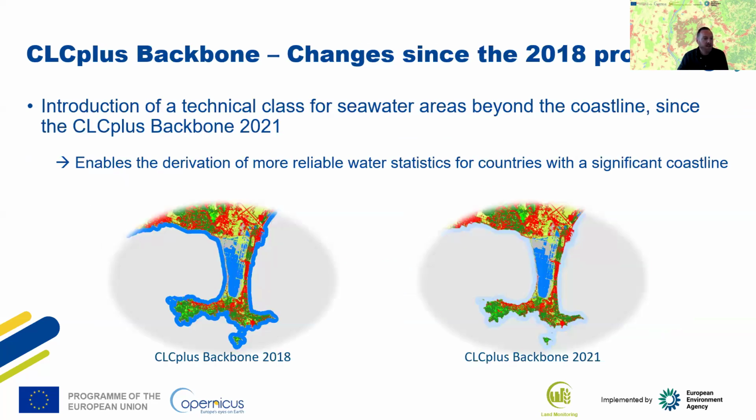Then on the next slide, there are some changes shown since the first available product for 2018. Since 2021, the seawater areas in the coastal zone or beyond the coastline have been assigned to a separate technical class, just to enable more reliable water statistics also for countries with a significant coastline. And another change that has been or will be introduced, we see on the next slide.